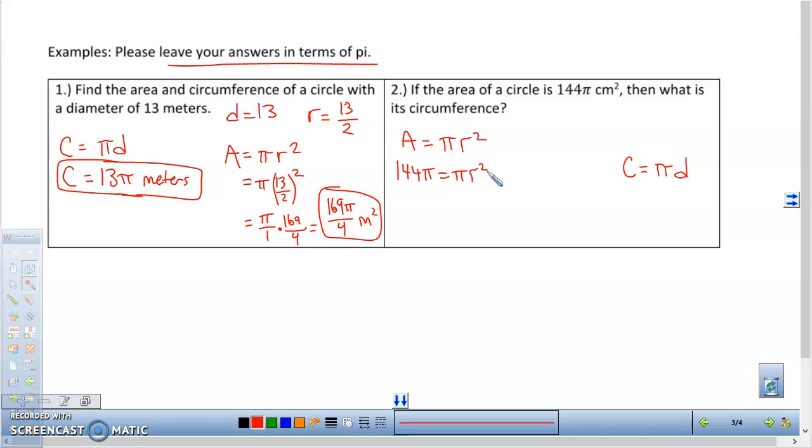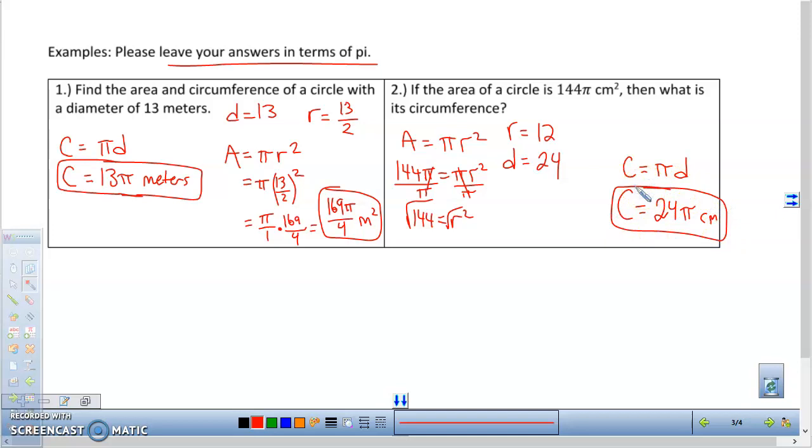So the first thing I'll do is I will divide both sides by pi. And I get 144 is equal to r squared. Then when I square root both sides, I get that r is equal to plus or minus 12. Remember, when you introduce a square root to solve for a quadratic, you got to account for the positive or negative. But because the radius is a distance, you can't have a negative distance. So the only value that we're going to use is the positive, so the radius is 12. Well, if the radius is 12, that means the diameter is 24. So the circumference of this circle would be 24 pi centimeters.